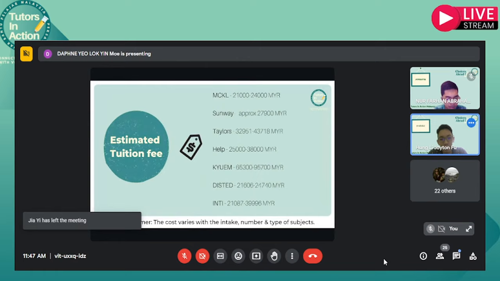Okay, so to be honest, A-level is very expensive. When you compare it with other courses like those that I mentioned earlier, it's definitely more expensive. The cheapest one you can find in the market is maybe MCKL, so it's like 21,000 and 24,000. Now, these are a few prestigious local colleges that I can find. So these are the tuition fees that I can find on their website. Again, this is just the tuition fee. It doesn't include your lab fees, your miscellaneous fees, or whatever other fees that your college might include. So give or take, it's around this number. Okay, next.